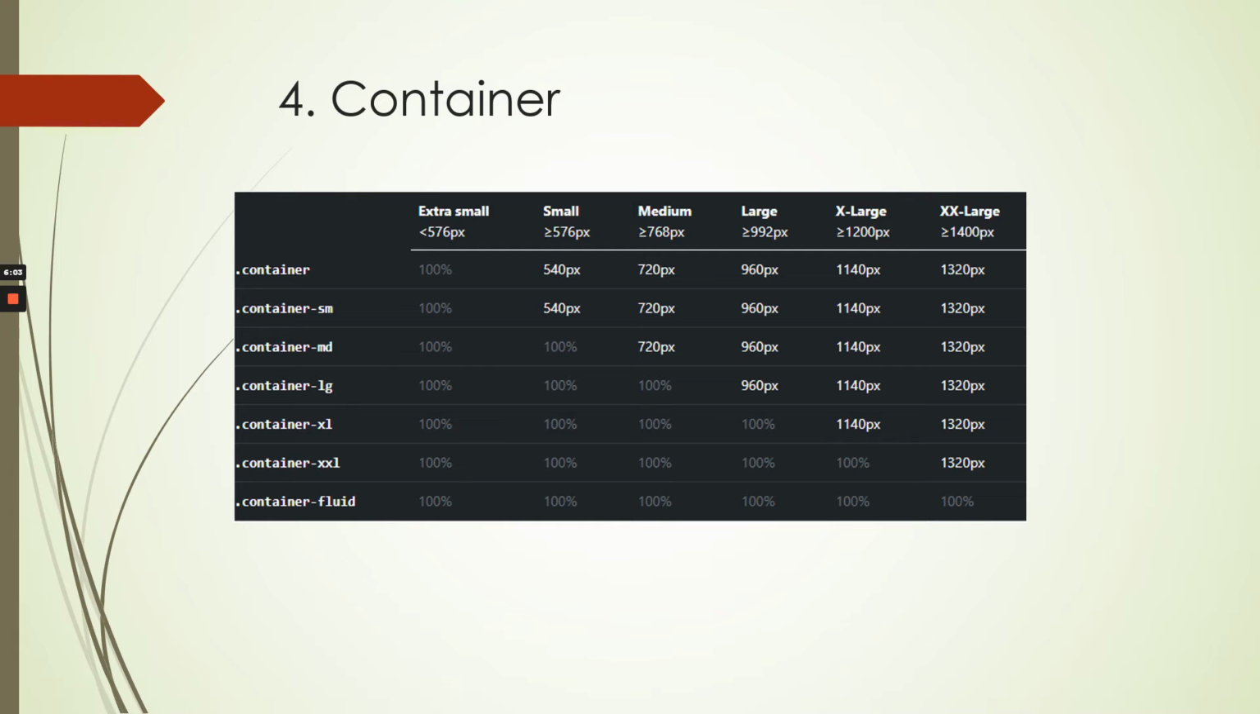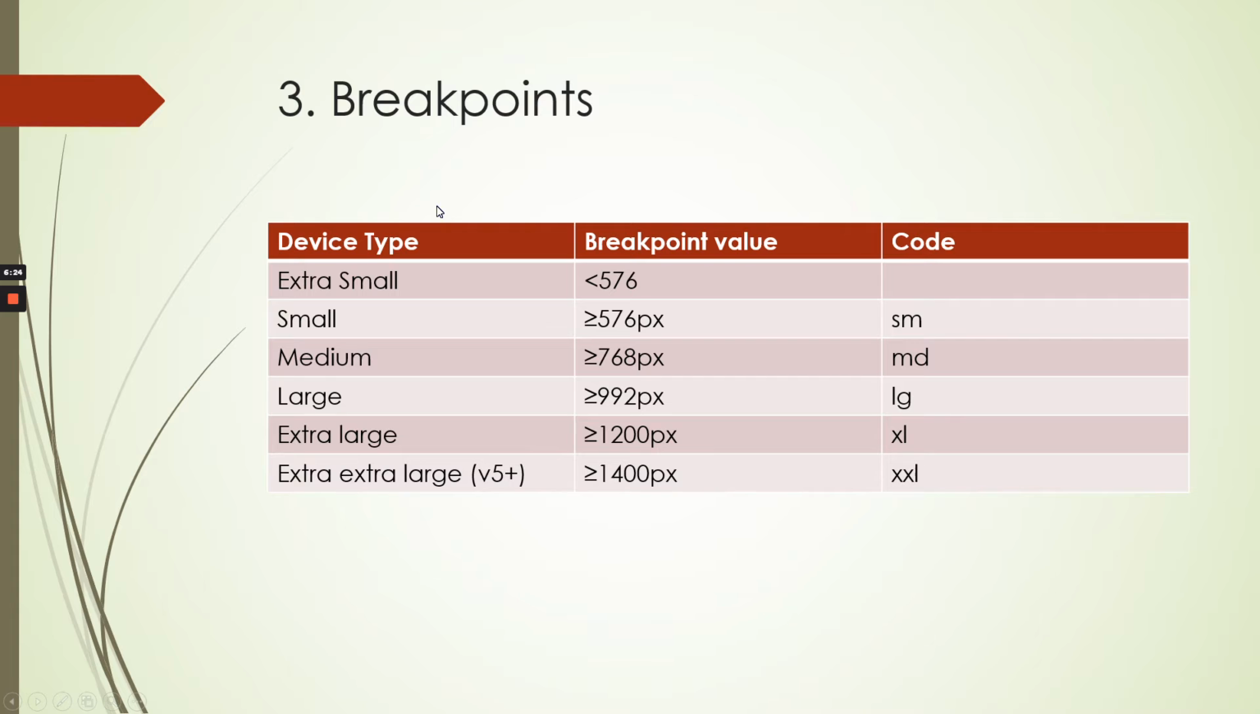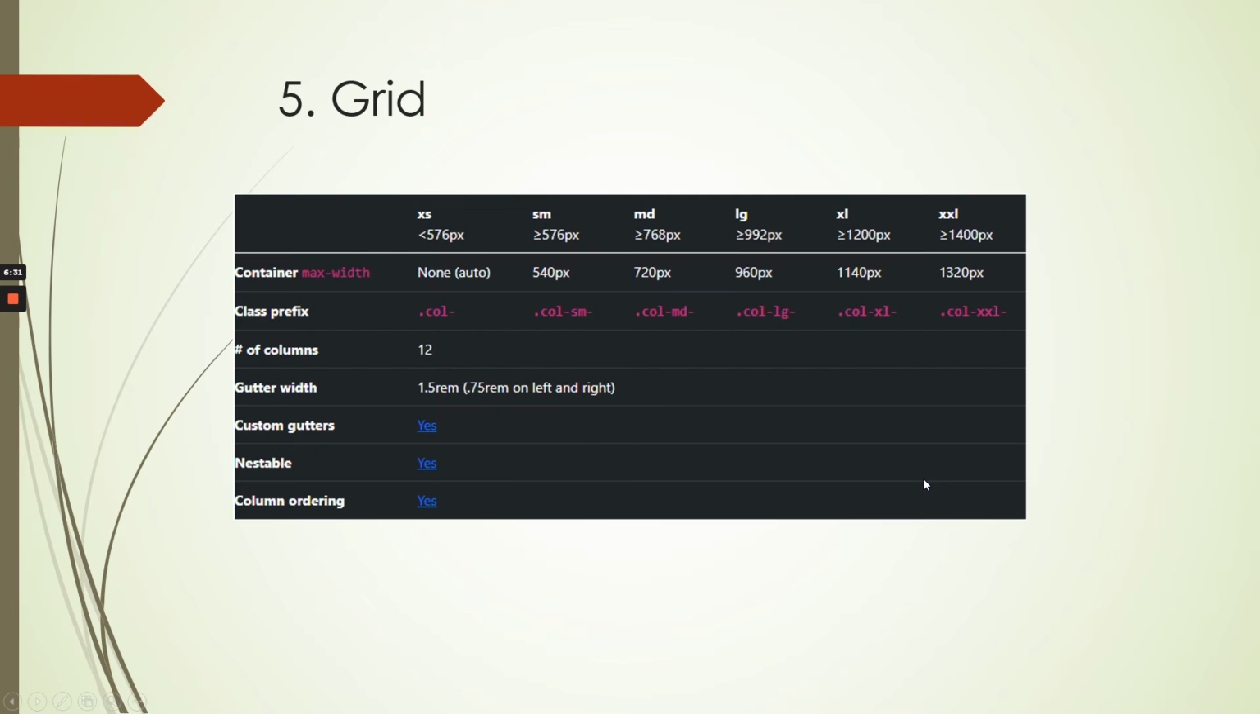The next one that we are going to explore is grid. Grid is another important topic in Bootstrap because everything that you form in Bootstrap is based on grids. And we saw the breakpoint codes here: SM, MD, LG, XL and double XL. You can see this here.